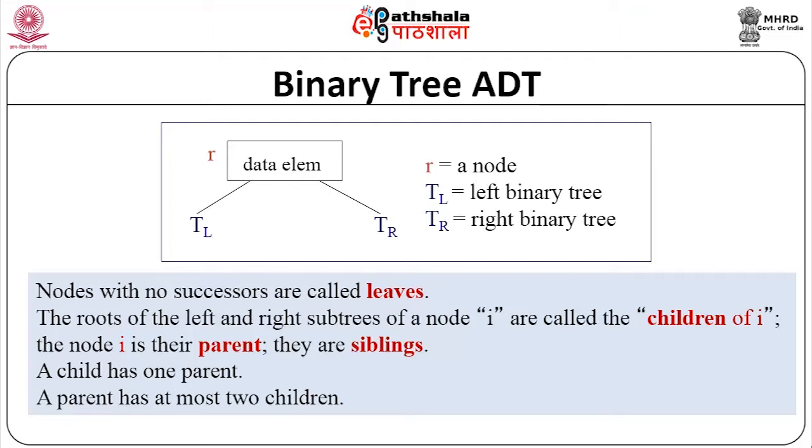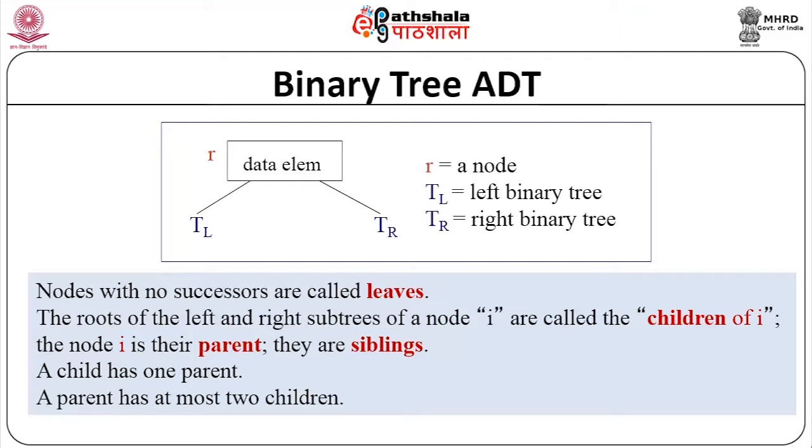So, nodes with no successors are called leaves, the nodes with no descendants. The nodes of the left and right subtrees of a node I are called the children of I, as before. Node I is their parent, and those two nodes, the left and right subtrees, are called siblings. The same terminology we used in general trees. A child has only one parent, a parent has at most 2 children, that is where the difference comes.